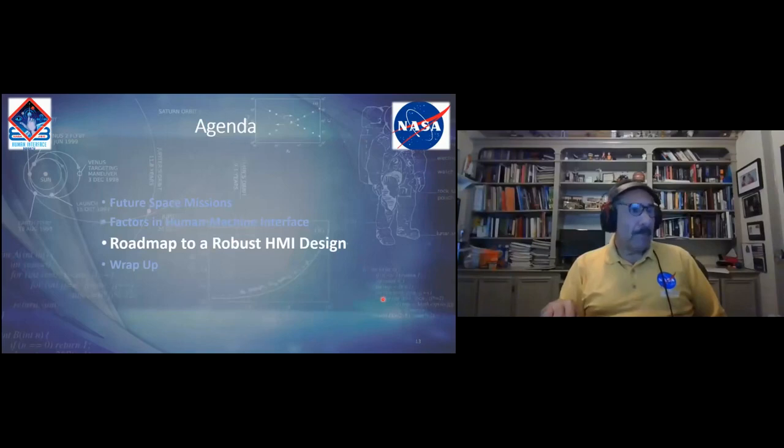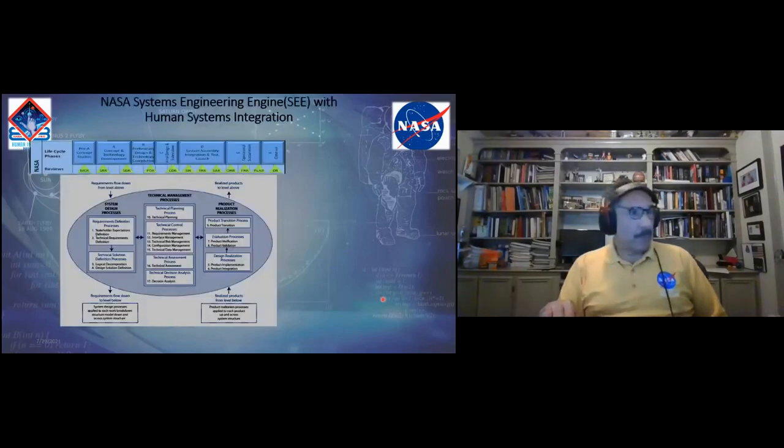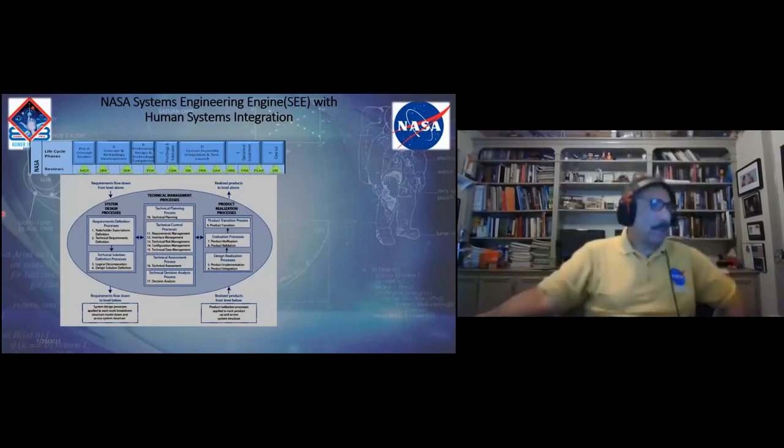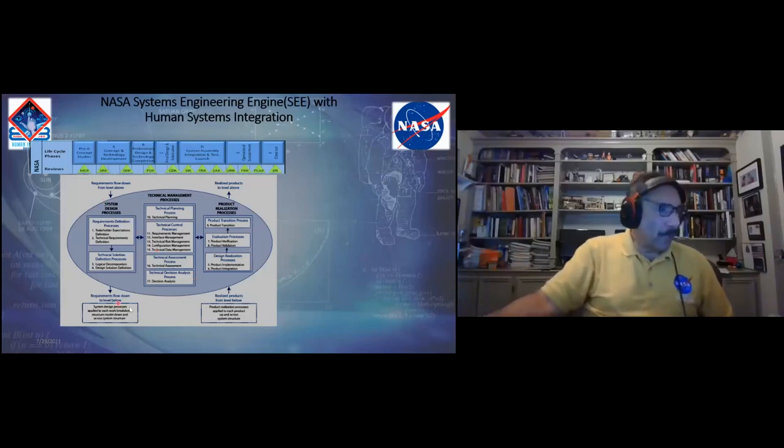Let me start talking about the roadmap to a robust human-machine interface design. The first thing that I show here is a systems engineering process that NASA uses. I'm going to explain it briefly because I could spend two days on this. On the left-hand side is what we call the system design process. What happens here at the high level is we define requirements, and we come up with some potential solutions to the problem that we're trying to address.